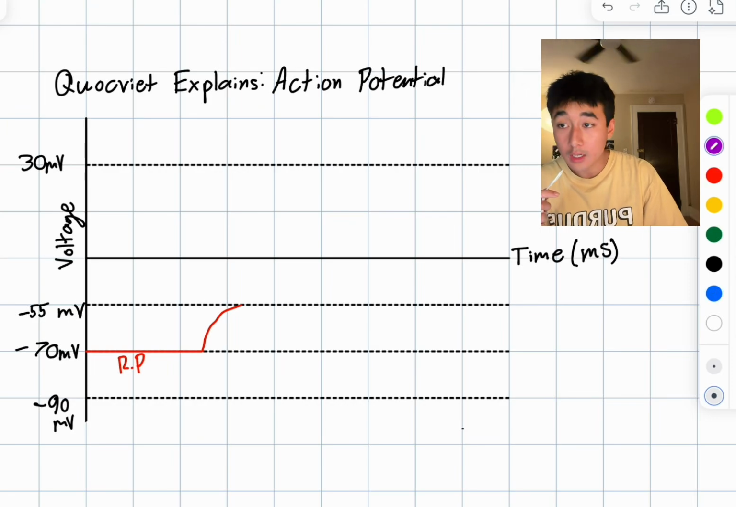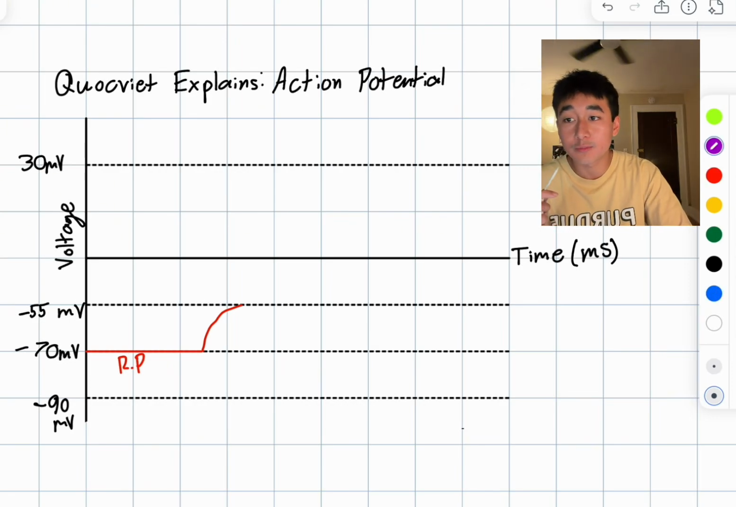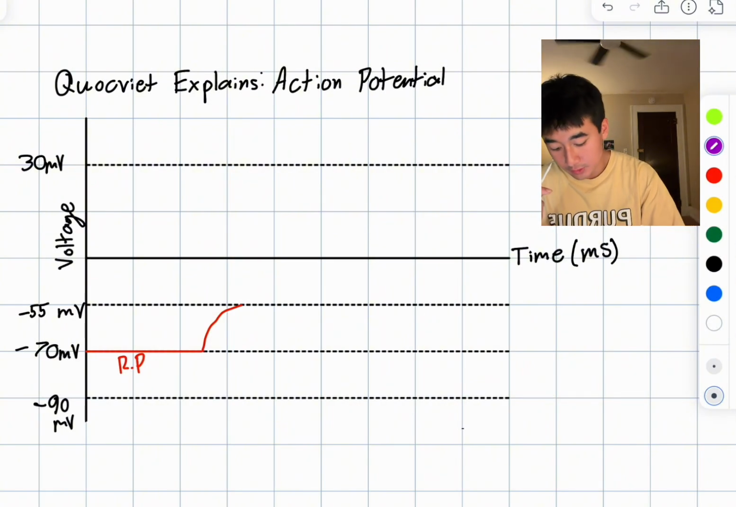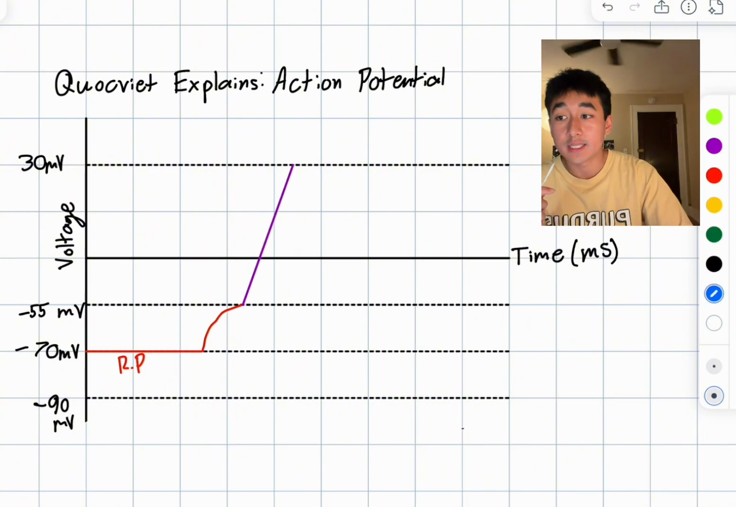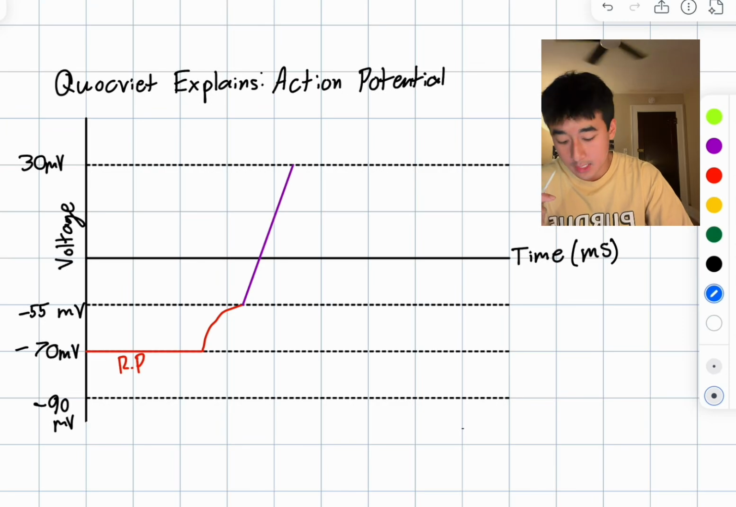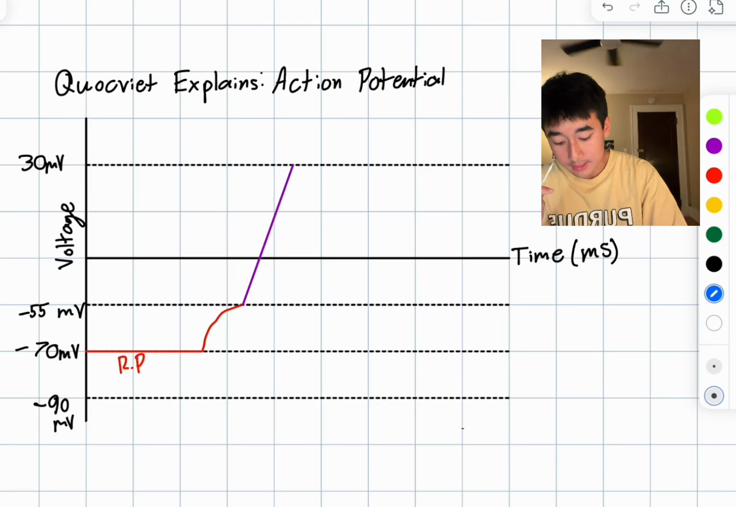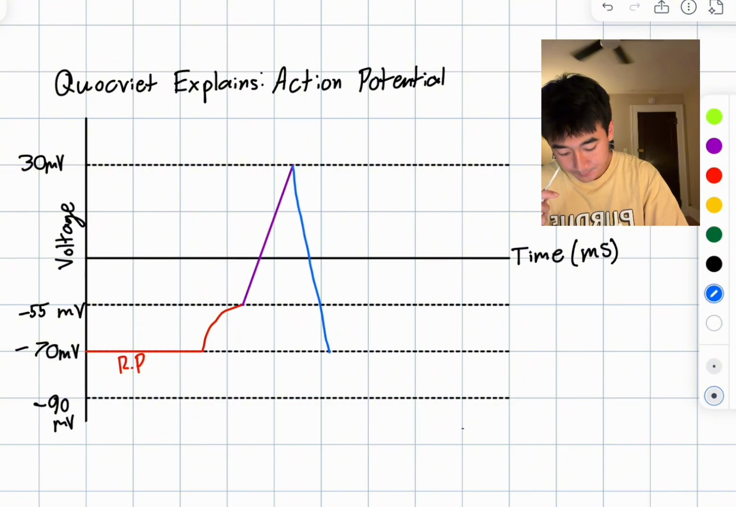So this is where those voltage-gated sodium channels open, and that influx of positive sodium ions raises the voltage to around 30 millivolts. And then this is when that signal propagates to adjacent cell membranes. And then after some time, we have what's called repolarization. This is where those sodium channels close, and this is when potassium channels open up. This is also when potassium ions exit the cell and causes the voltage to drop back down to the negatives.